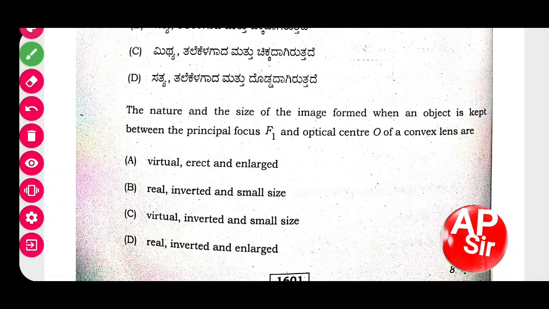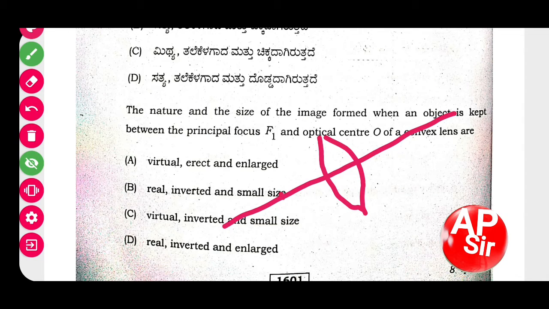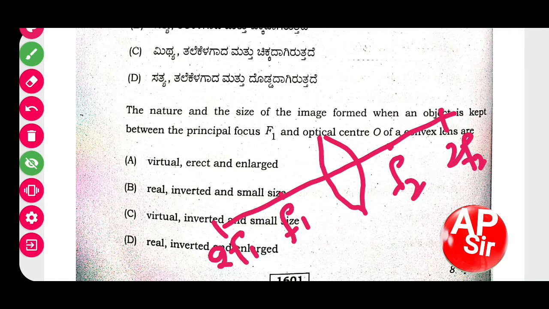The nature and size of the image formed when the object is kept between the principal focus and the optic center of a convex lens. Very important question again from the light lesson. We have to draw the convex lens, then mark F1, 2F1, F2, 2F2 and draw ray diagrams. I hope you practiced. This is our optic center. They are telling that the object is between this and this. One ray will come like this, parallel, then it will pass through the focus. It should pass through the focus. Then one more.